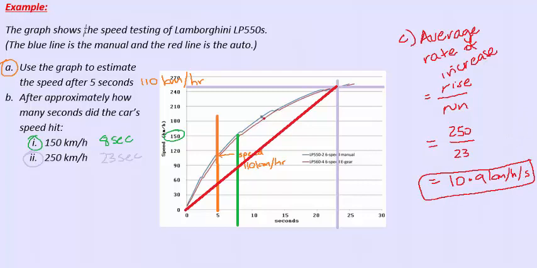If you're worried about this unit, just consider that my speed is in kilometers per hour and my time is in seconds. So kilometers per hour per second, that's where it comes from. Normally you won't have a complex unit like this, but that's how you can work out an average rate of change.